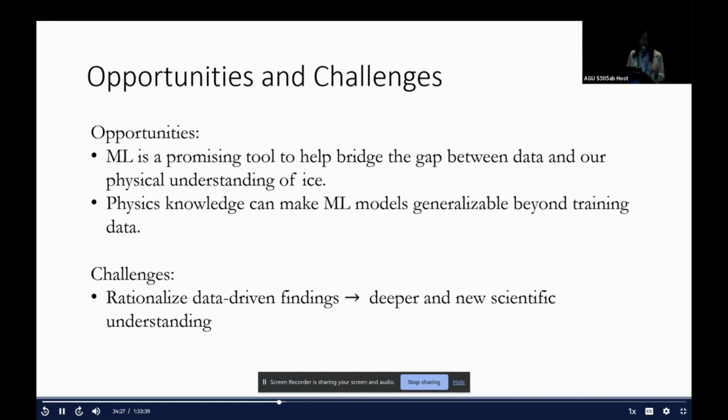And our physics knowledge is critical, and it can make machine learning models generalizable to beyond the training data. And importantly, these data-driven findings are empirical. So I believe it will be important moving forward to rationalize these data-driven findings to drive deeper and new scientific understanding.